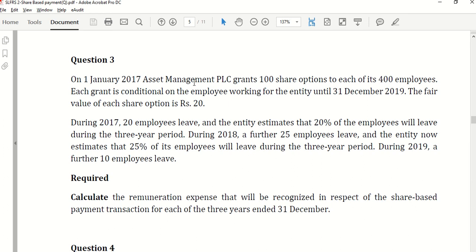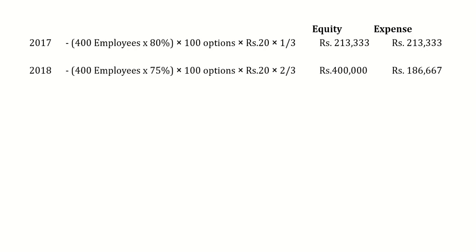What happened in the second year, another 25 people leave and the company believes 25% of the employees will leave during the 3 year period. Now their assumption is changing. Now their assumption says that 25% will leave. That means out of these 400 employees, only 75% will be remaining in the business with the organization.